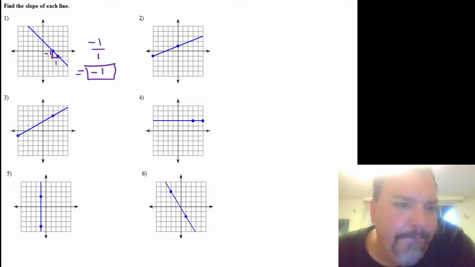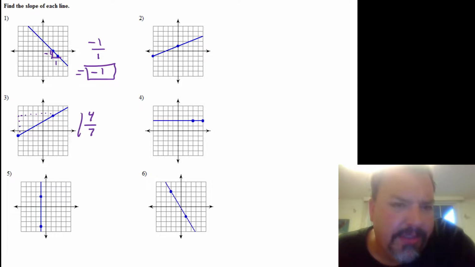For number 3, goes up 1, 2, 3, 4. So it's got a rise of 4, and then it's going over 1, 2, 3, 4, 5, 6, 7. So it looks like it's 4/7.